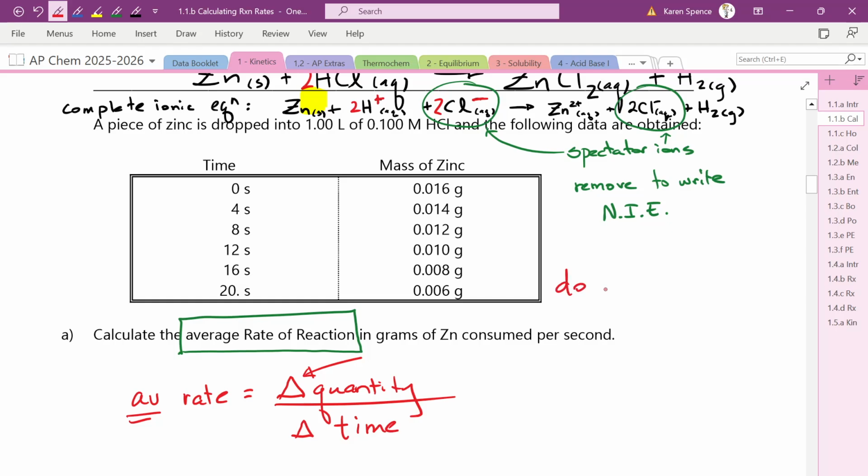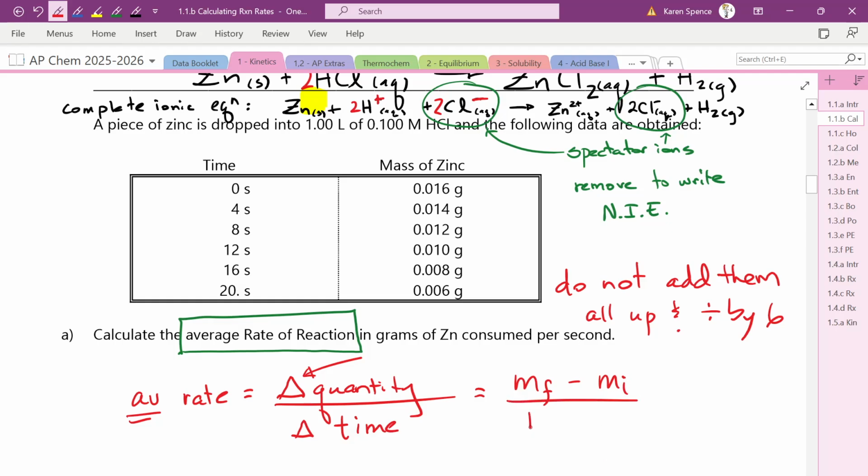So do not add them all up and divide by 1, 2, 3, 4, 5, 6. Don't do that. Just take your final minus your initial. Final mass minus the initial mass over the final time minus the initial time.